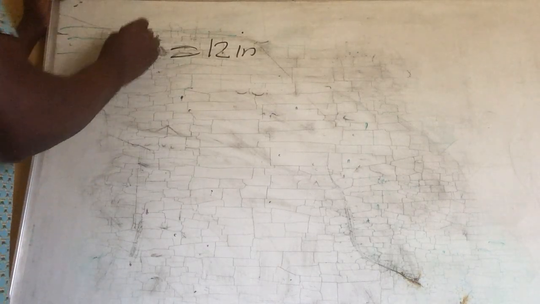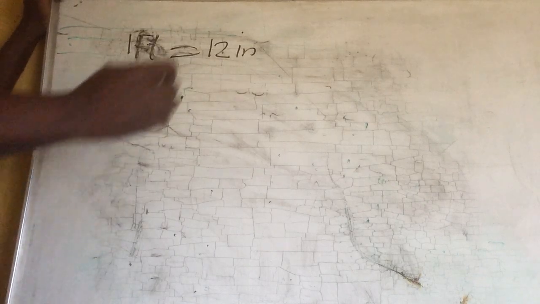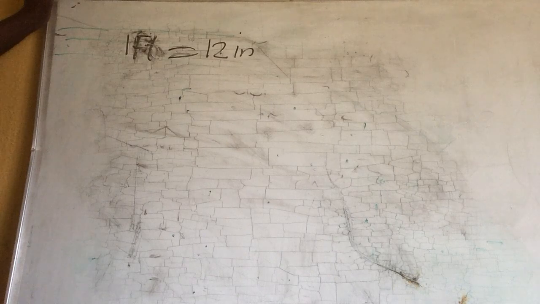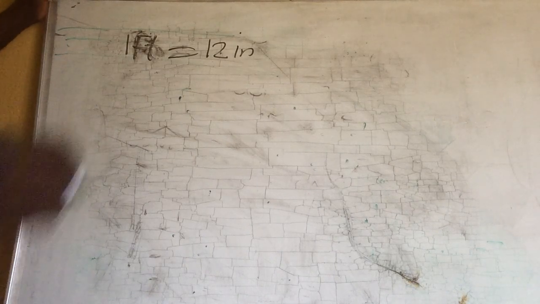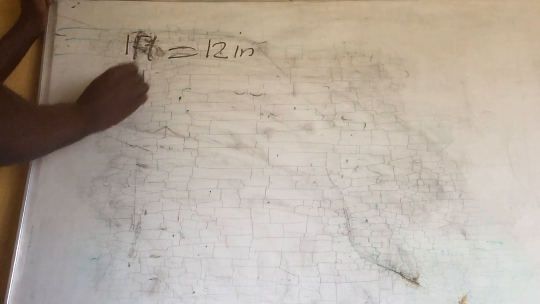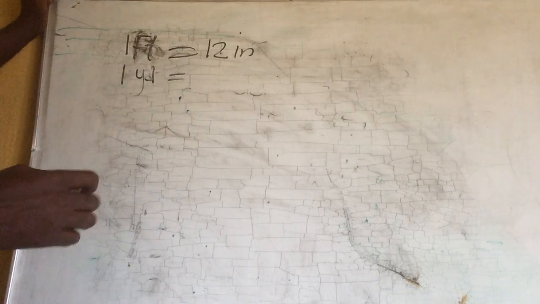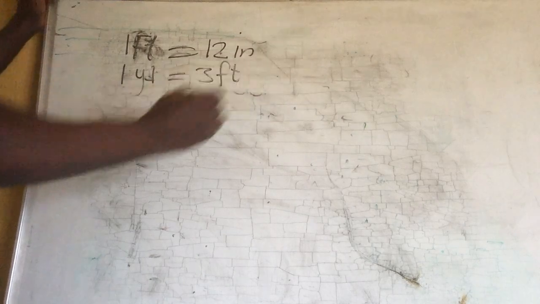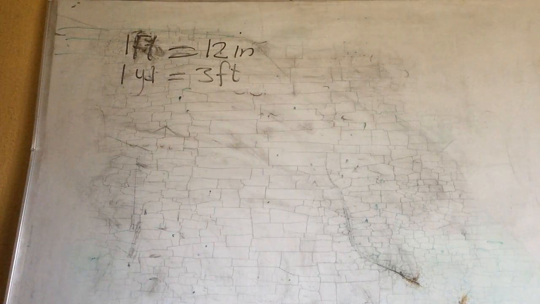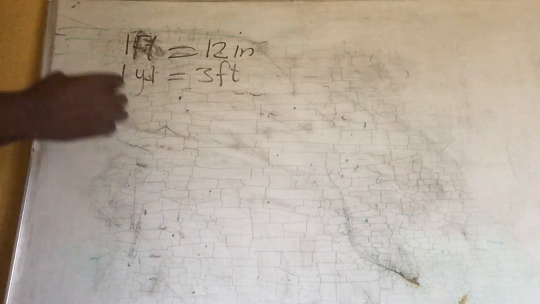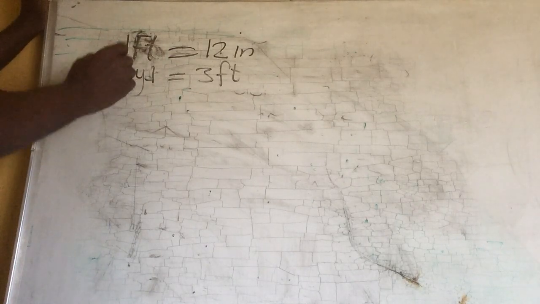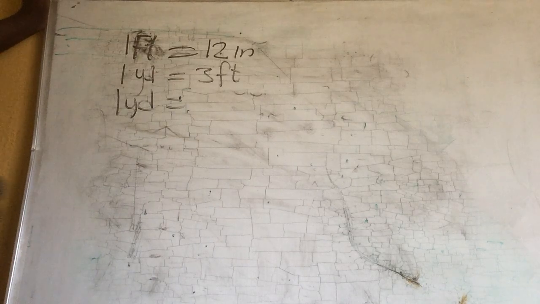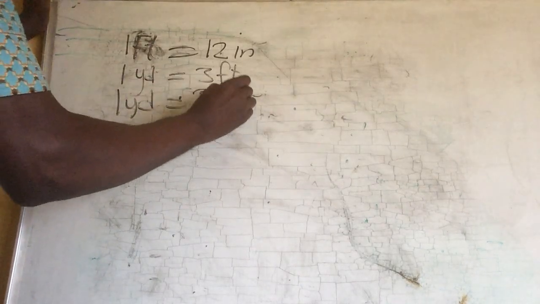One foot is equal to 12 inches. So therefore, it also says 1 yard is equal to 3 feet. We also have 1 yard equal to 36 inches.